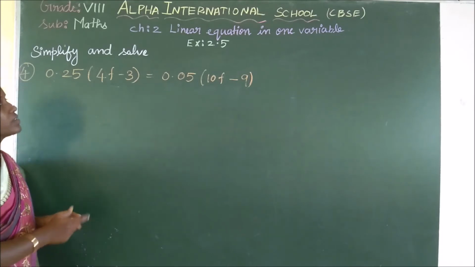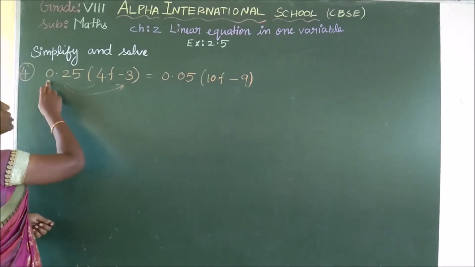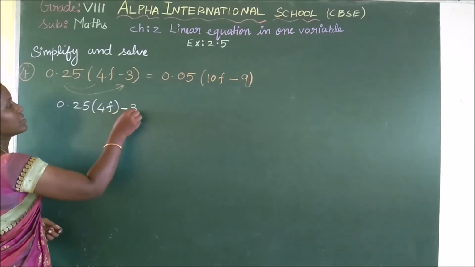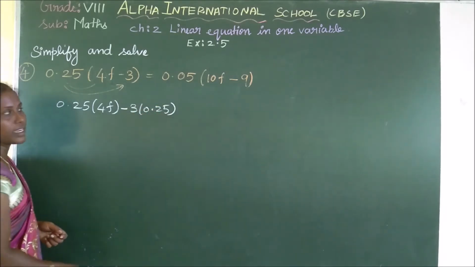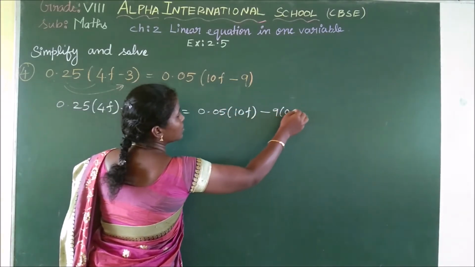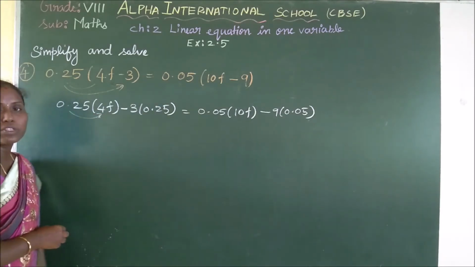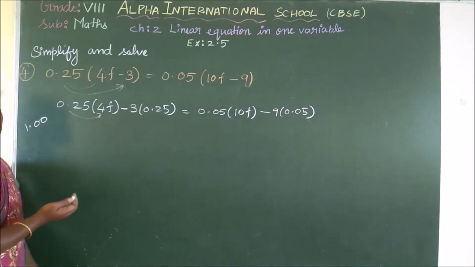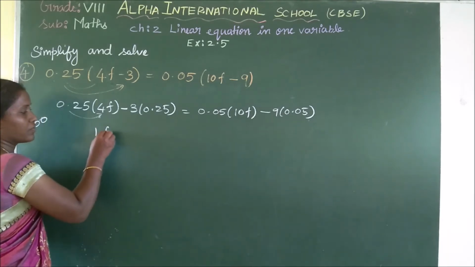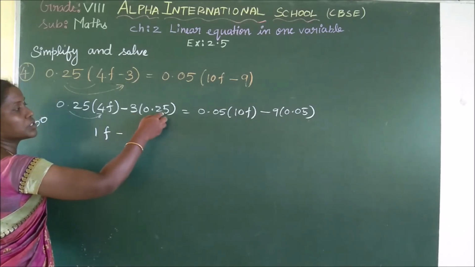First, what do you have to do? We have to remove the brackets. To remove the brackets, we have to multiply with each term inside the bracket. So 0.25 into 4f, the first term, minus 3 into 0.25, the second term. Here also, 0.05 into the first term 10f, minus 9 into 0.05. Okay, so now we are going to multiply. First, 0.25 into 4. If you multiply 0.25 into 4, the value we get is 1.00. 1.00 in standard form is simply 1. So 1f.